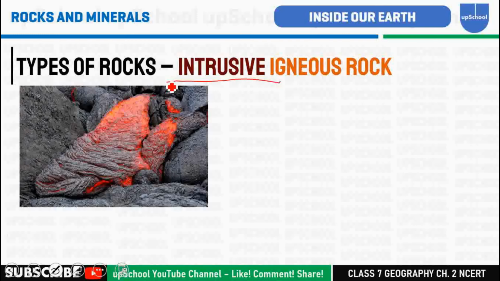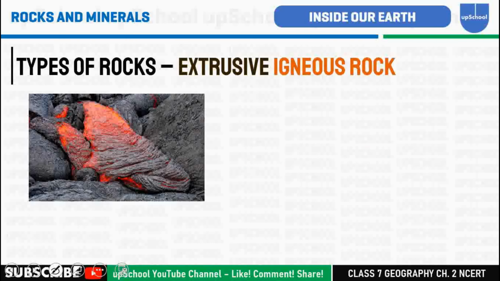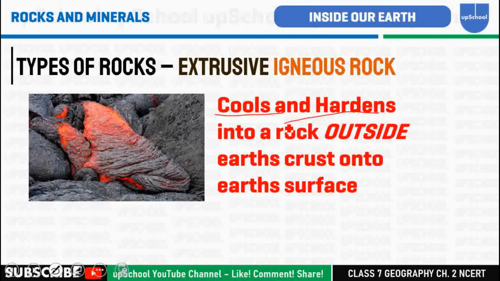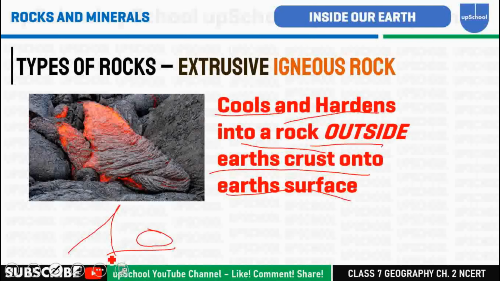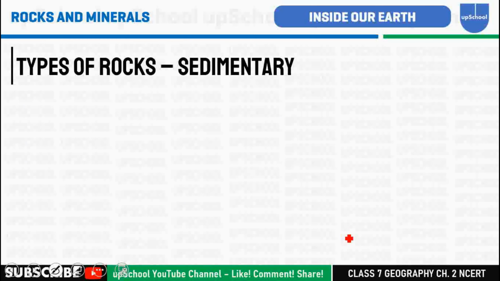First, intrusive igneous rocks. Sometimes the molten magma cools and turns to a rock inside the Earth's crust. Whenever the magma is not erupted, but cools and hardens to a rock in the Earth's crust, it is known as intrusive. Whereas extrusive rocks form when the molten magma cools, hardens and solidifies into rock outside the Earth's crust. So let's say this is a volcano. When the magma erupts onto the surface and turns to a rock, it's known as extrusive. And whenever the magma stays inside the volcano and solidifies into a rock, it is intrusive igneous rock.